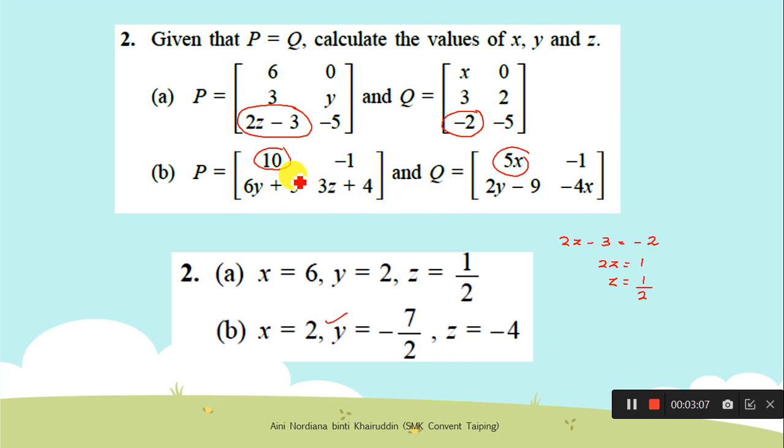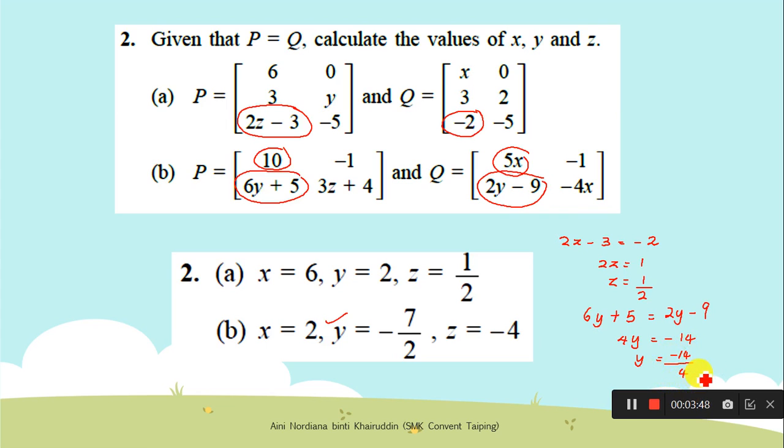So here 6Y plus 5 equals 2Y minus 6. So 6Y plus 5 equals 2Y minus 6. So 6Y minus 2Y is 4Y. Negative 9 minus 5 is negative 14. So Y is equal to negative 14/4.